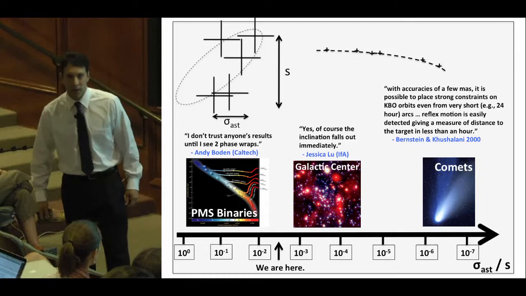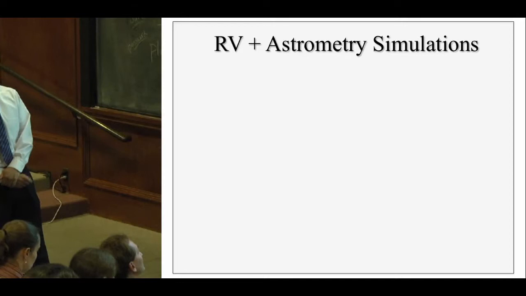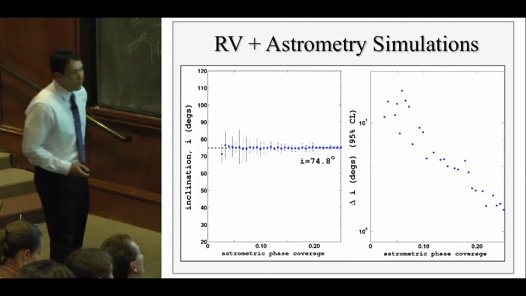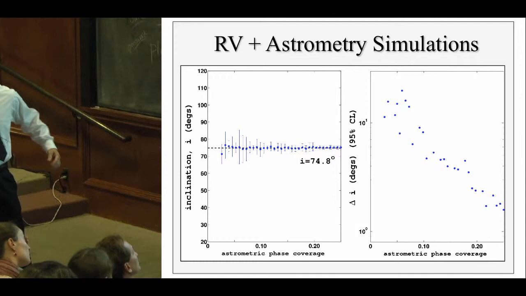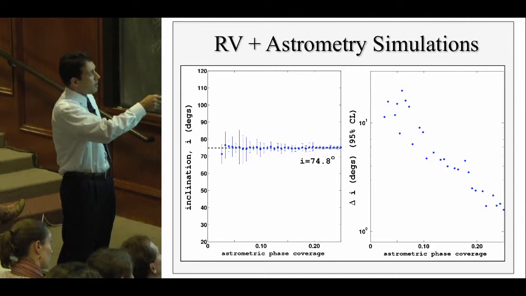And so after talking to these three individuals, I decided to do some simulations of this effect, with high contrast imaging being the application. You can see that in this case, Jessica is not far off in saying, yes, the inclination falls right out. You only need a handful of measurements. This is plotted versus the astrometric phase coverage. So this is a tenth of an orbit, and you're already nailing the inclination in this simulation.